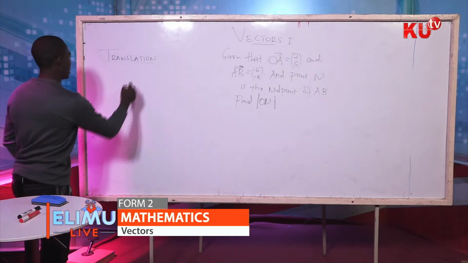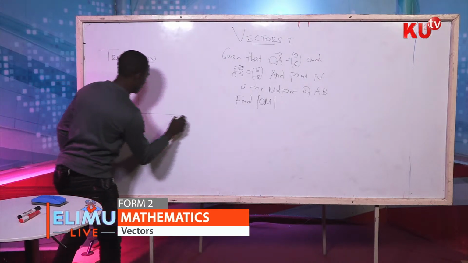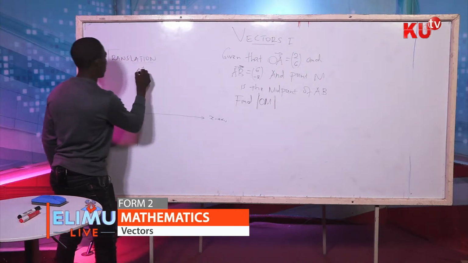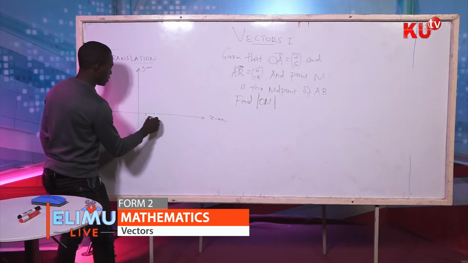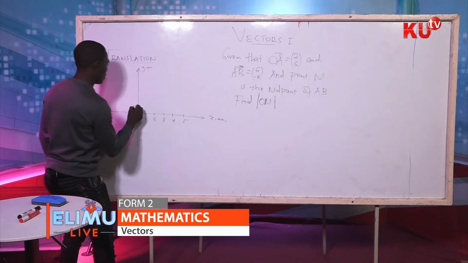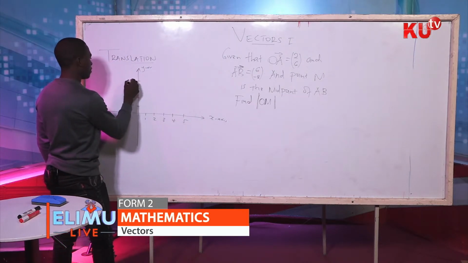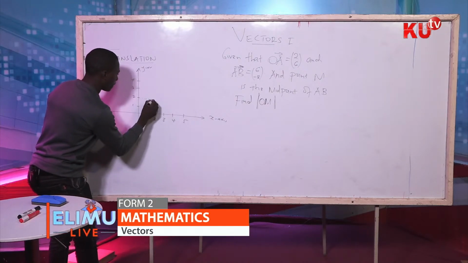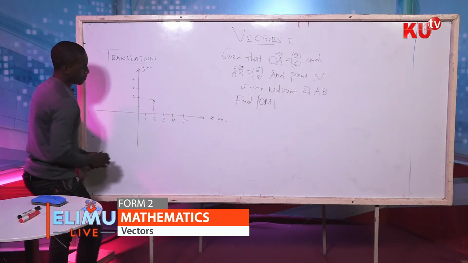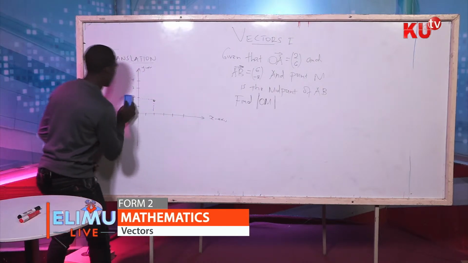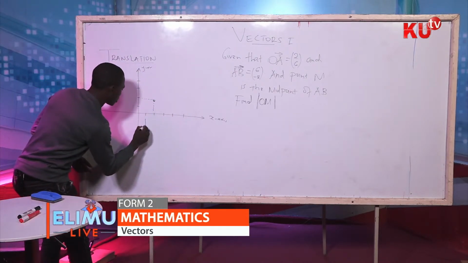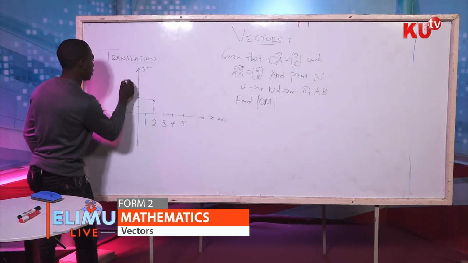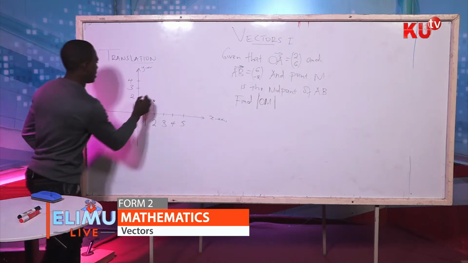How does that happen? Let's go to our coordinate system and see how that happens. Suppose this is our x-axis and this is our y-axis. And we have 1, 2, 3, 4, and 5 here. And 1, 2, 3, 4 here. So let's take a point here, A. This is our point A.